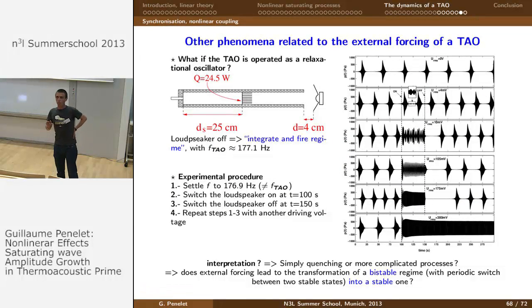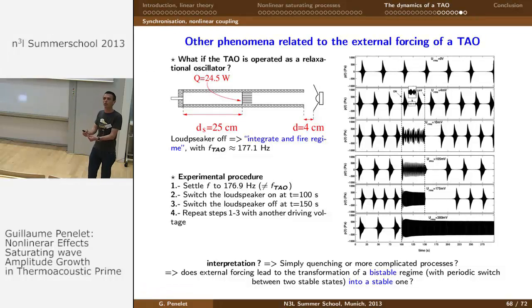Okay, now what occurs if we operate the engine in such a way that it is in an integrate and fire regime? So we adjust the heat power input in such a way that we have a spontaneous onset and damping of the wave. Now what occurs if we switch on the loudspeaker at a frequency which is close to that of the thermoacoustic oscillator? So in these results, we switch on the loudspeaker at this time and we switch it off at that time.